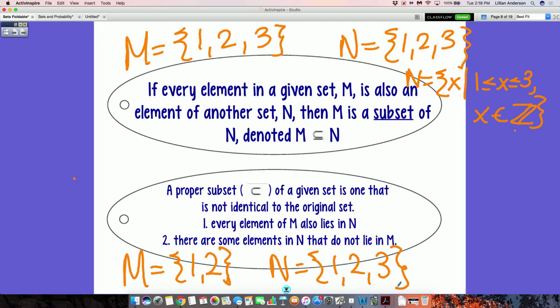As you can see, every element in M also lies in N. However, it is a proper subset because if you look at the elements in N, 3 is not in M. Okay? Difference between a subset versus a proper subset. Questions on this terminology?